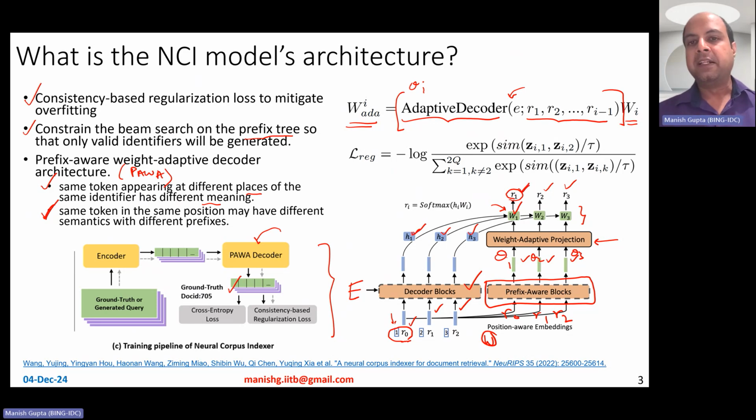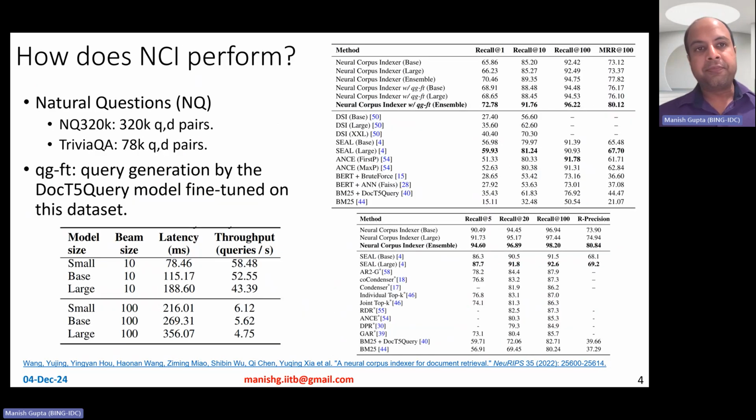Okay, so that's that. So essentially, it's sort of adapting the weights based on the prefixes. So you see, R0, R1, R2 are like components in the prefix. So based on the prefix, it's basically adapting the weights to be applied, and therefore predicts the right next token. Okay, so that's basically how the prefix-aware weight adaptive decoder architecture works.